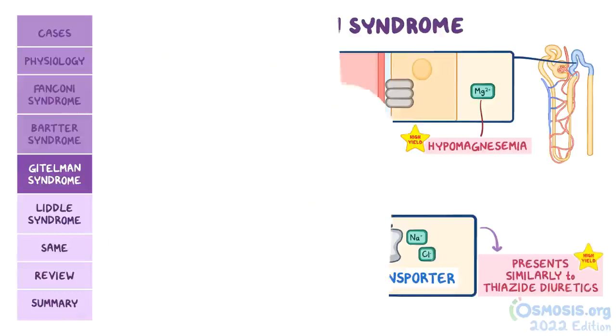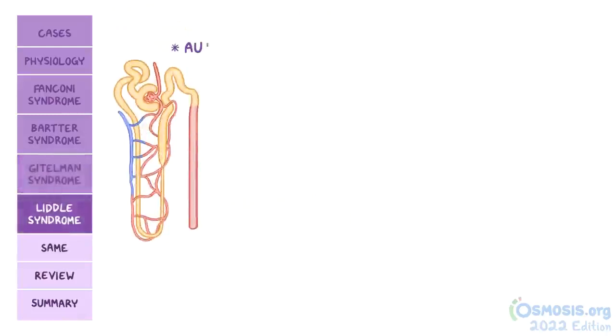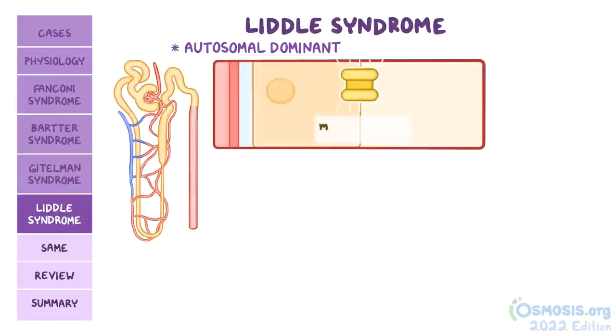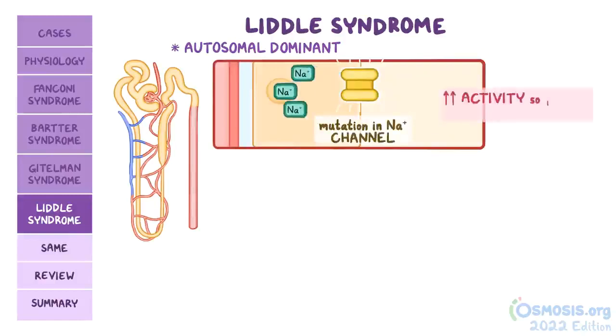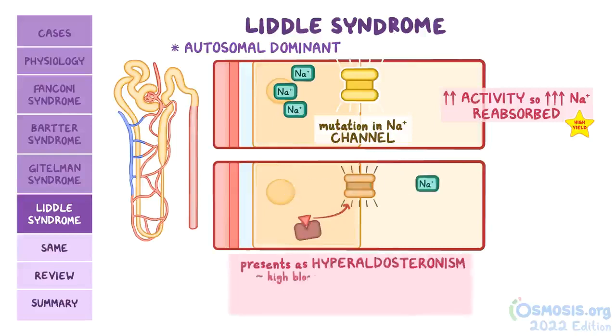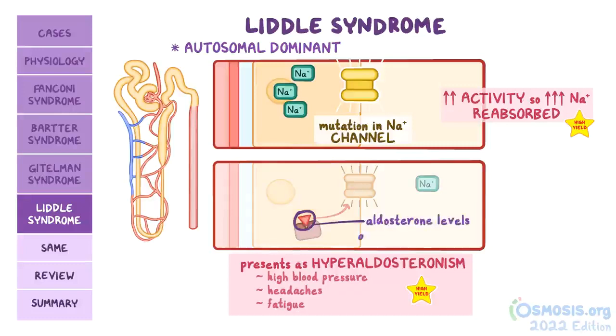Alright, moving on to the collecting tubule, where this time we have an autosomal dominant condition called Liddle syndrome. Now, this defect causes a mutation in the sodium channel in the collecting tubule that increases their activity, so more sodium is reabsorbed. A key concept is that aldosterone also increases the activity of these channels, so Liddle syndrome clinically presents as hyperaldosteronism, with symptoms like high blood pressure, headaches, and fatigue. You can differentiate between the two by looking at the aldosterone levels, which are typically very low, or even absent in people with Liddle syndrome.